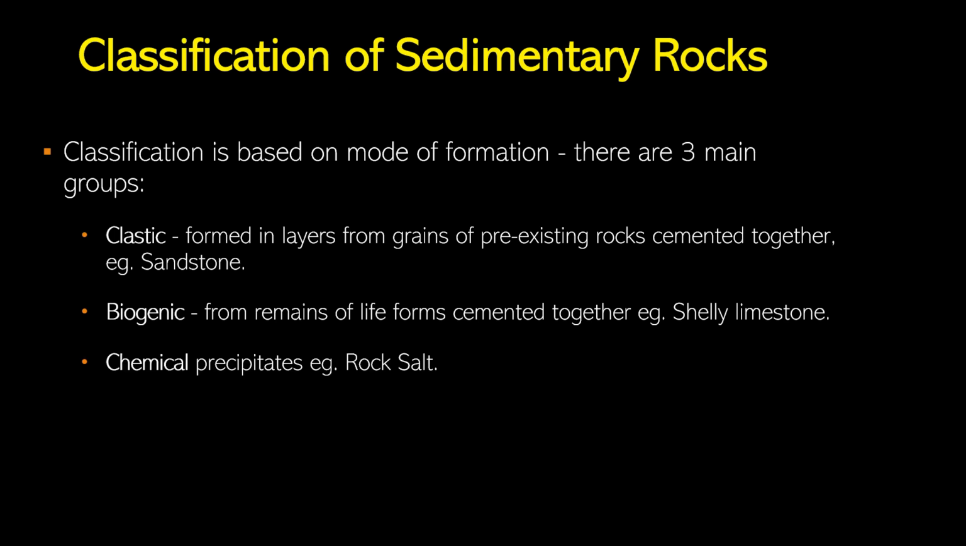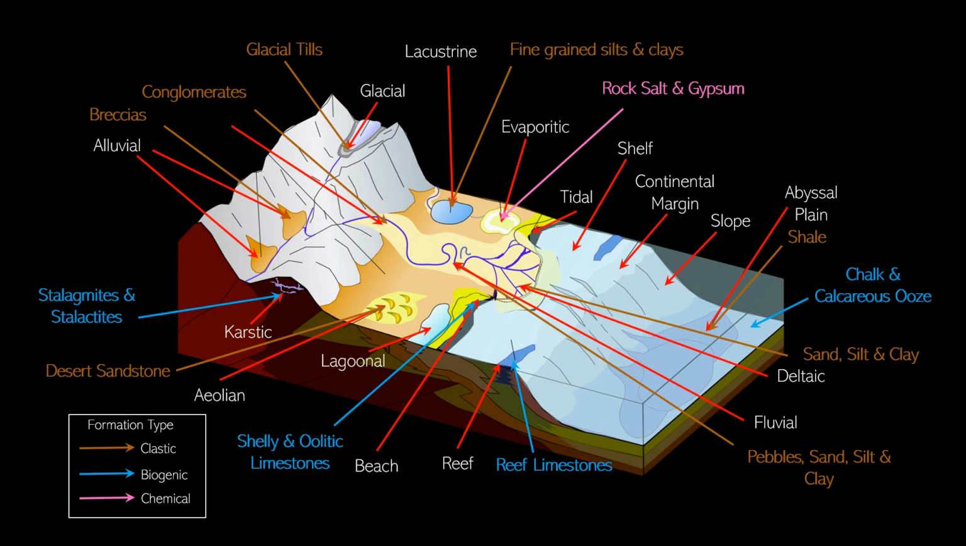Chemical sediments form through the precipitation of minerals from water due to chemical reactions. This occurs when dissolved minerals in water reach supersaturation, or when evaporation or chemical changes cause the minerals to precipitate out of solution. This highly generalized diagram shows the various environments of deposition of clastic, biogenic and chemically derived sedimentary rocks, together with some of the rock types commonly associated with them. It's quite detailed, so you may want to pause the video at this point to study it.